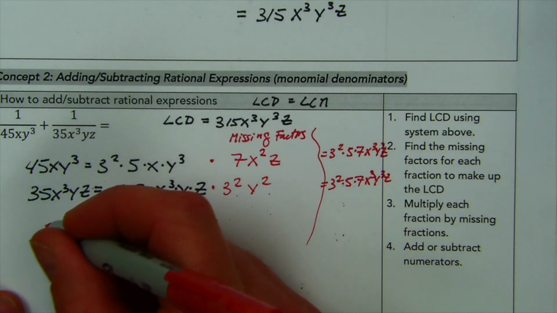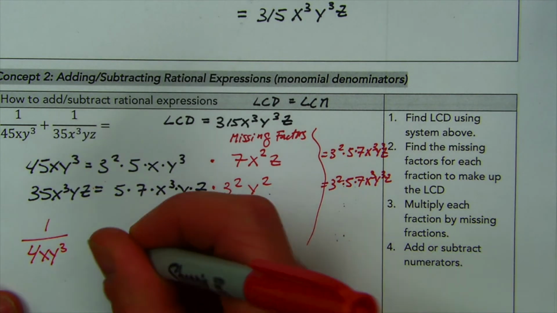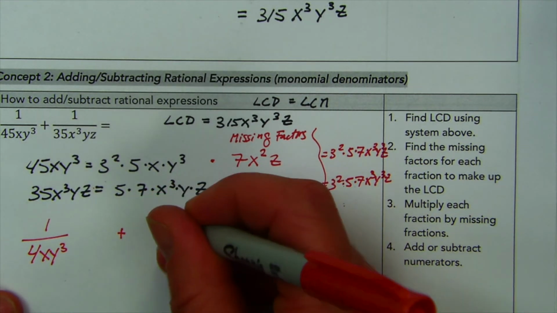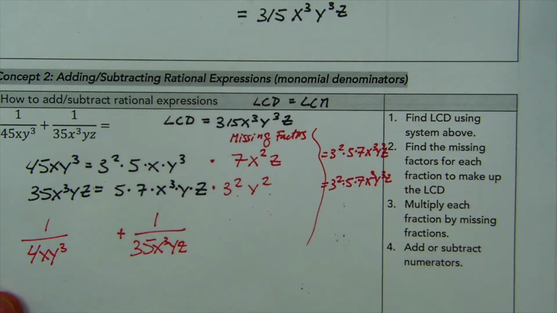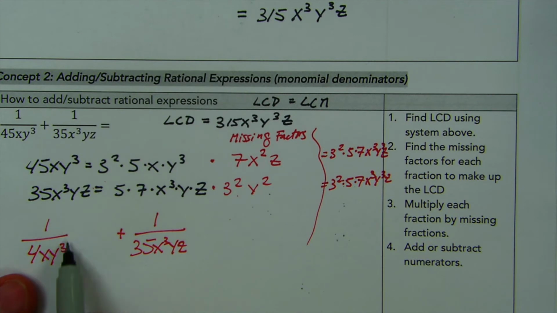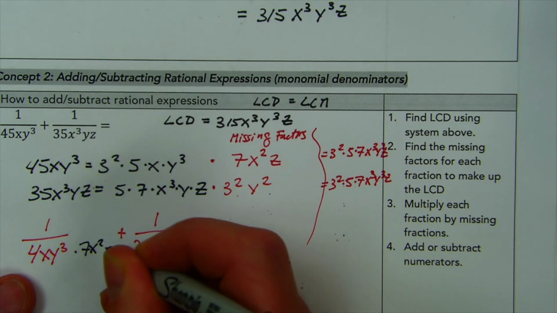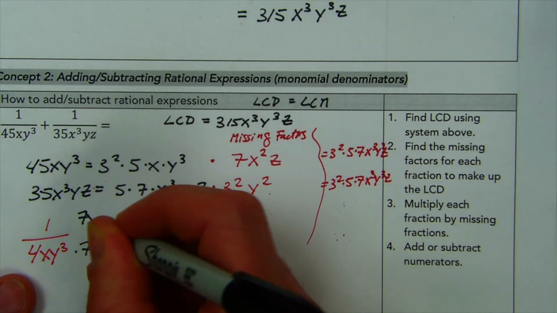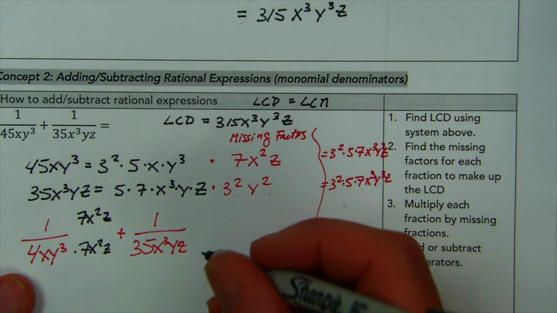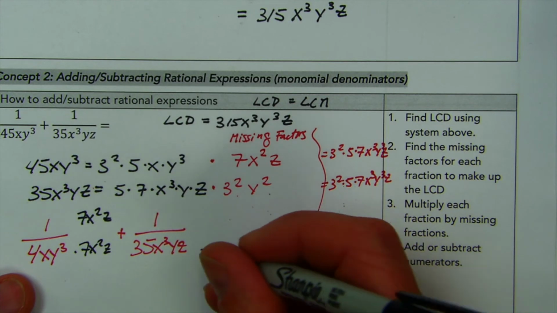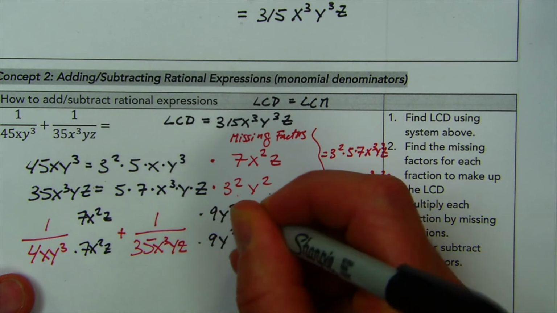So let's rewrite these fractions. I got 1 over 45xy cubed plus 1 over 35x cubed yz. What do I need to multiply this, top and bottom, to get to my LCD? I need to multiply by 7x squared z. And this one, top and bottom, what do I need to multiply by? I need to multiply by 3 squared y squared, so basically 9y squared.